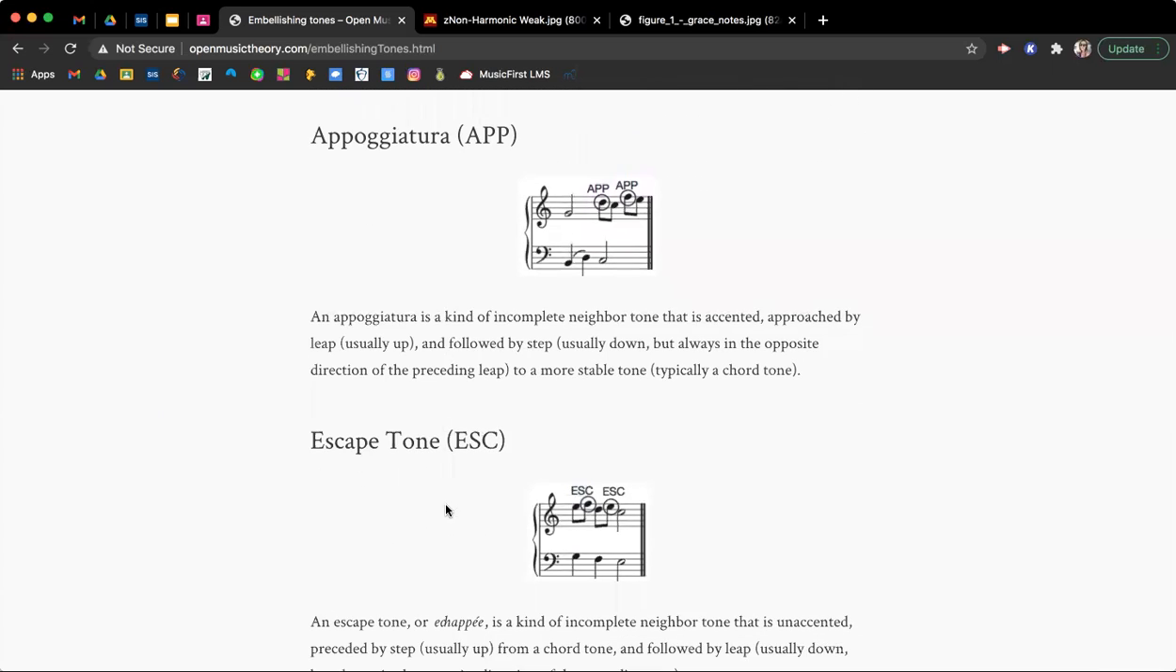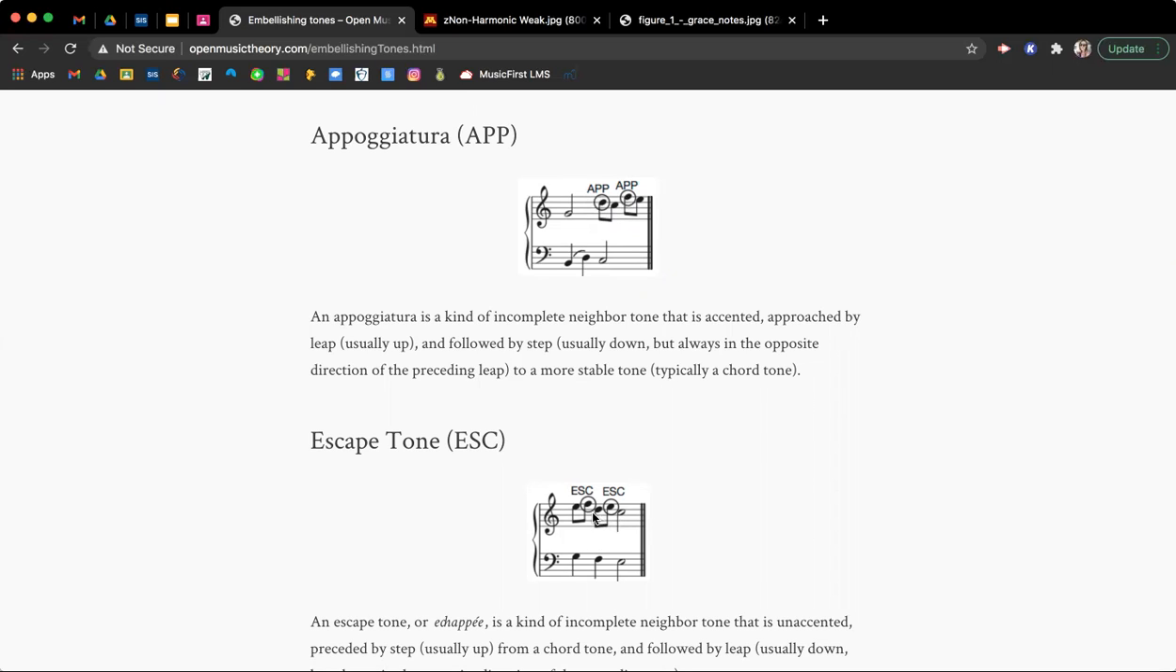So an appoggiatura, you leap to and resolve by step. So if you leap up, you resolve down by step. Leap up, resolve down by step. You could reverse the direction if you're leaping down and resolving up by step. Okay, but there's a reversal of direction, and it's leap and step.